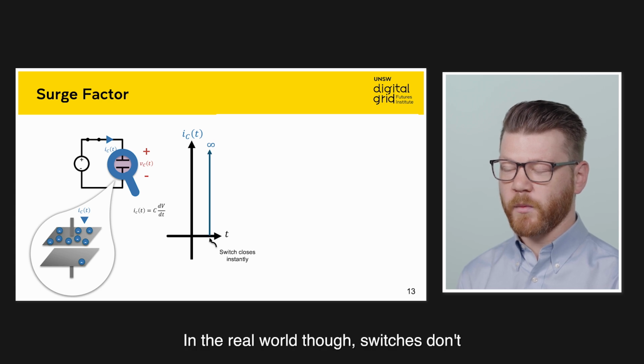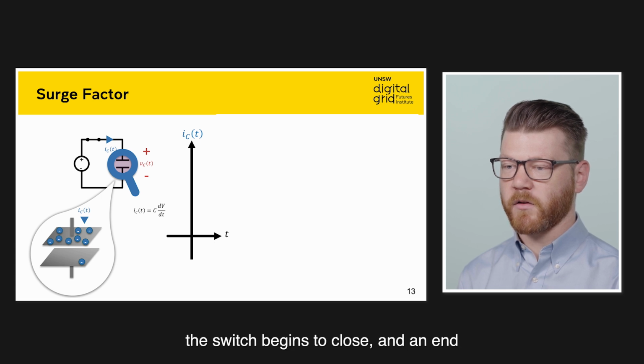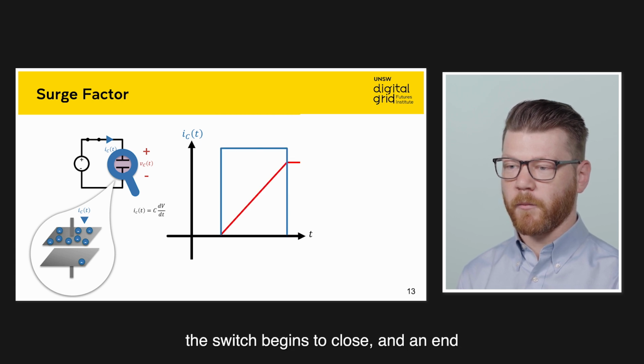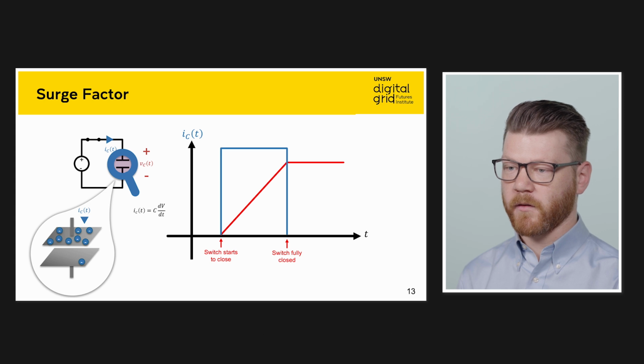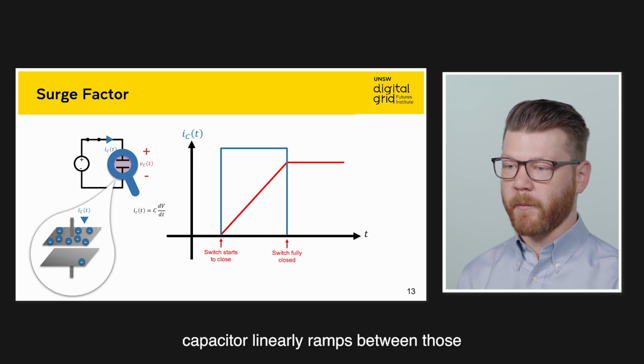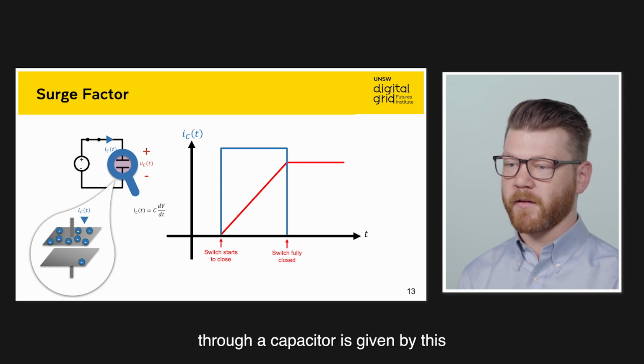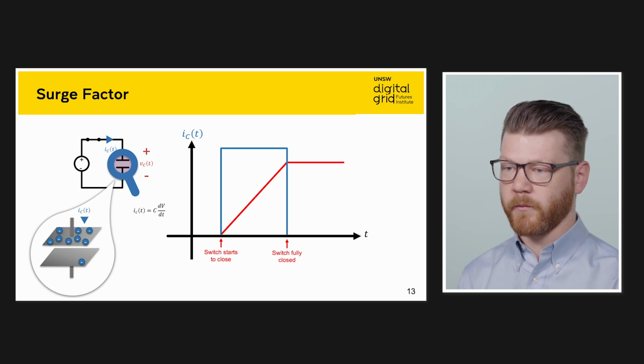In the real world though, switches don't close instantaneously, they close slowly, and so there may be some start point where the switch begins to close and an end point at which the switch is fully closed. If we assume the voltage across the capacitor linearly ramps between those two points, then the current flowing through a capacitor is given by this rectangular function shown in blue.